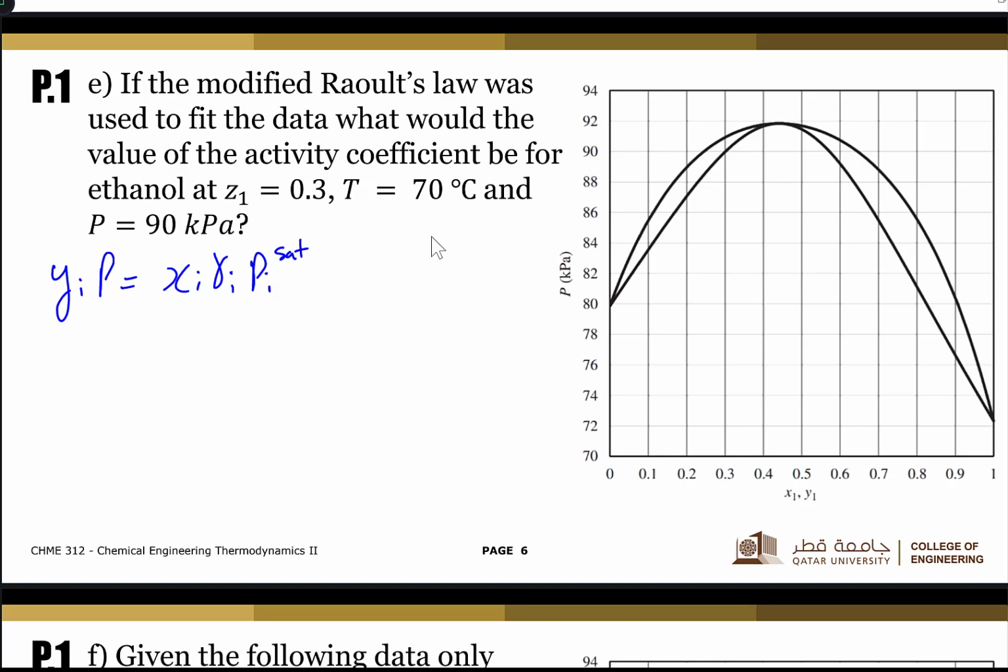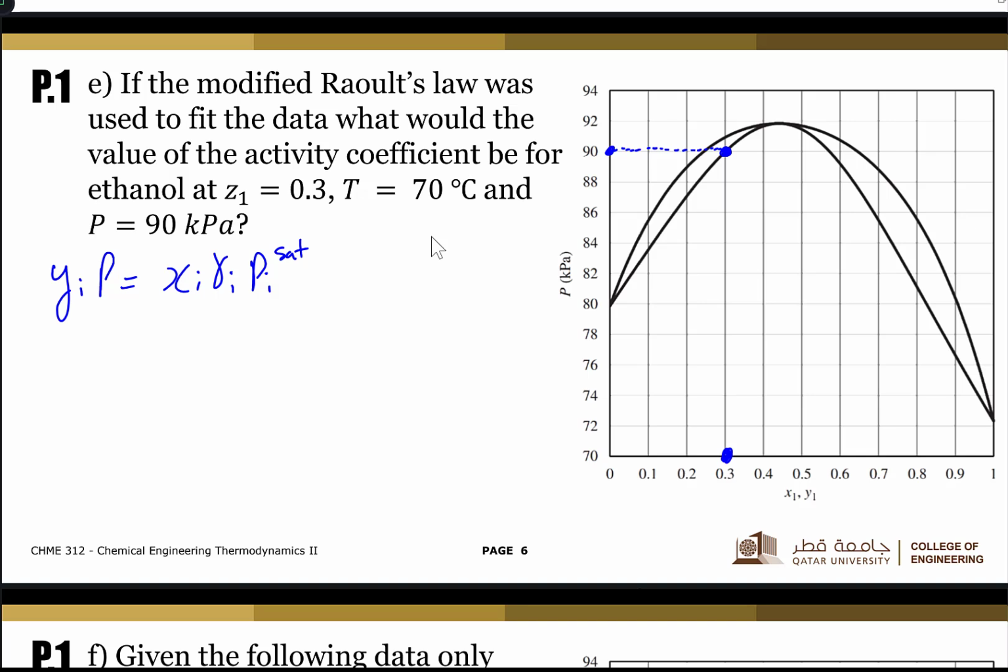I want to fit this to this data, right? And where do I want to fit it? At this given point. So the given point is 0.3, temperature is 70, this whole thing is at 70, and pressure is 90 kilopascals. So the pressure is right here. So we can say we're somewhere on this line. Is it x1? Right here. Because it's written z1.